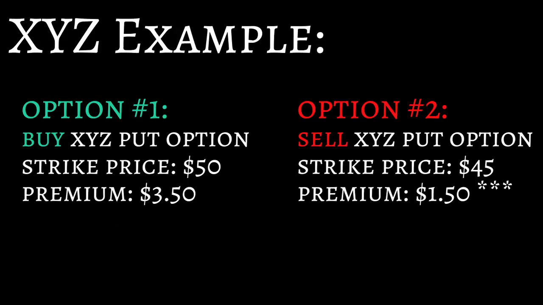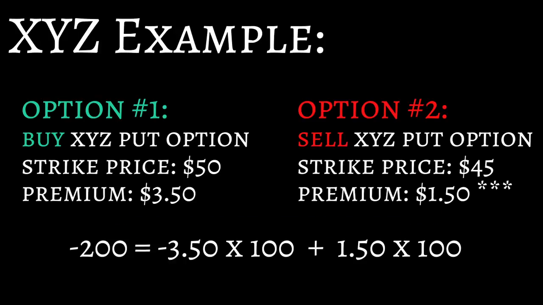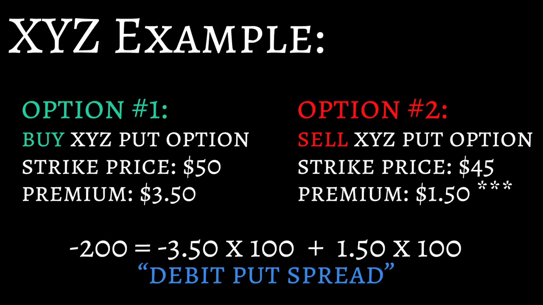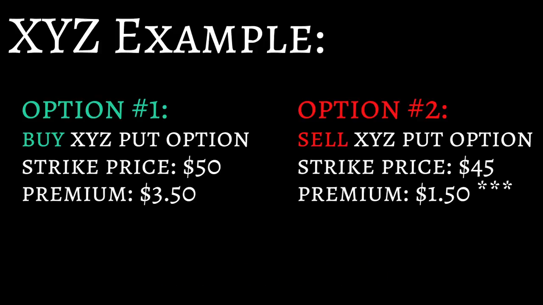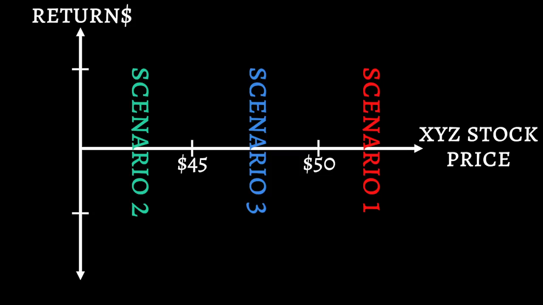In this example, it would cost you a total of $200 to create the bear put spread. Since the net premium is negative, this strategy can also be called a debit put spread. Great, now you have bet against XYZ by using a put spread. Let's cover the three ways it could play out.